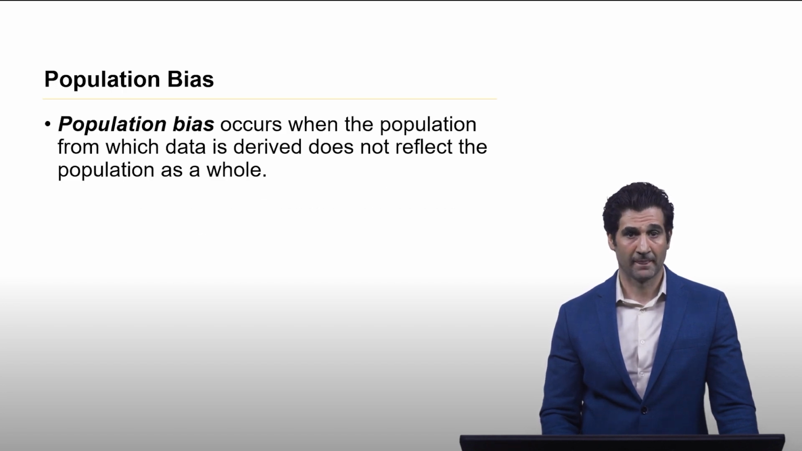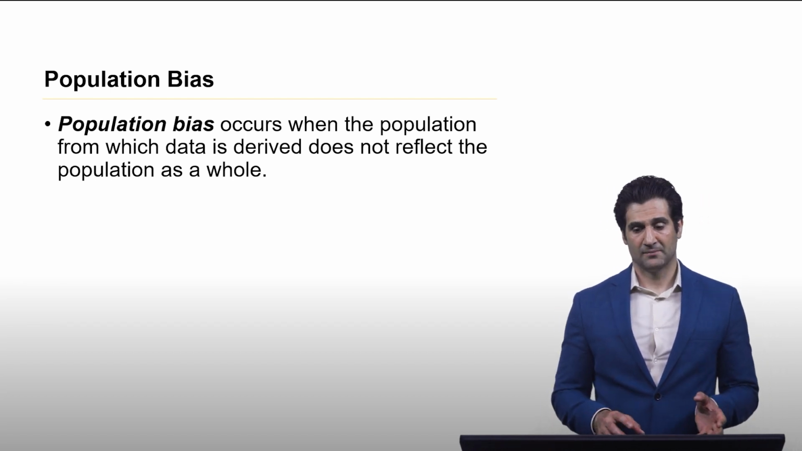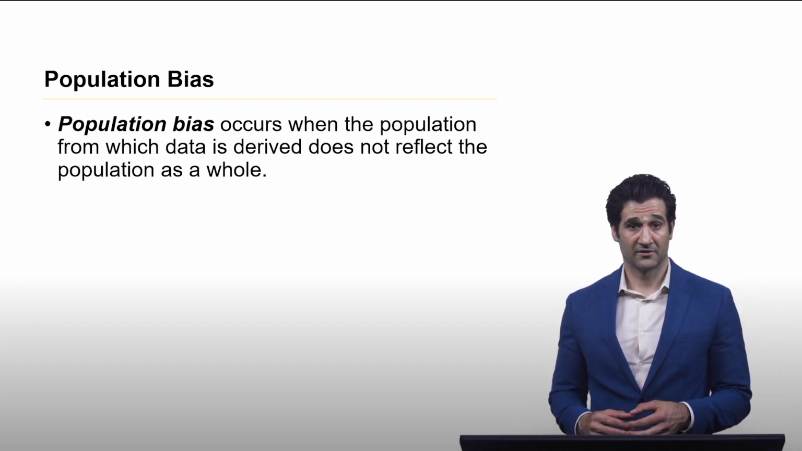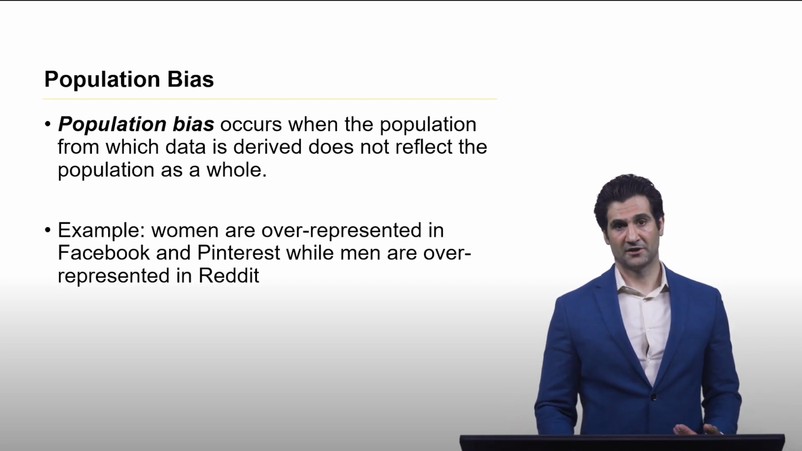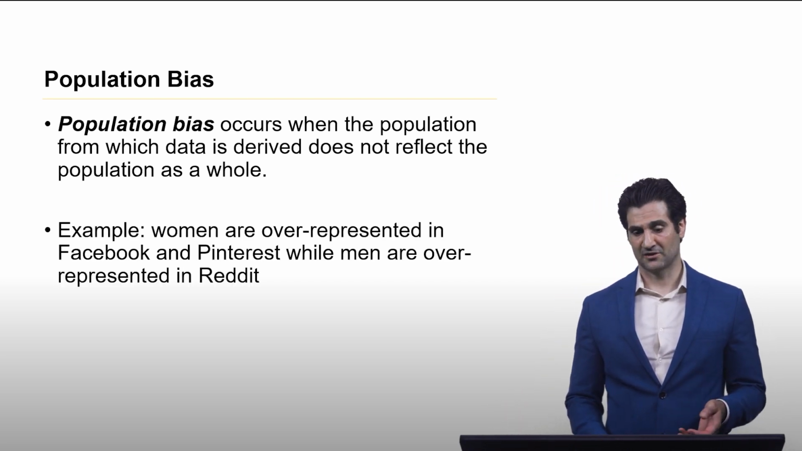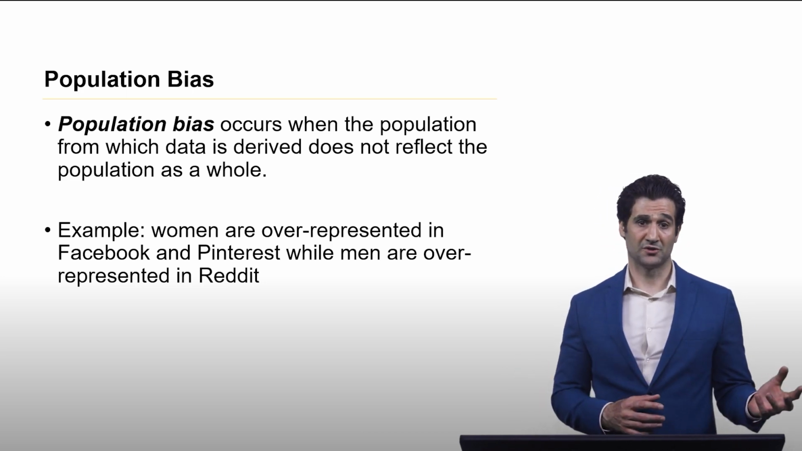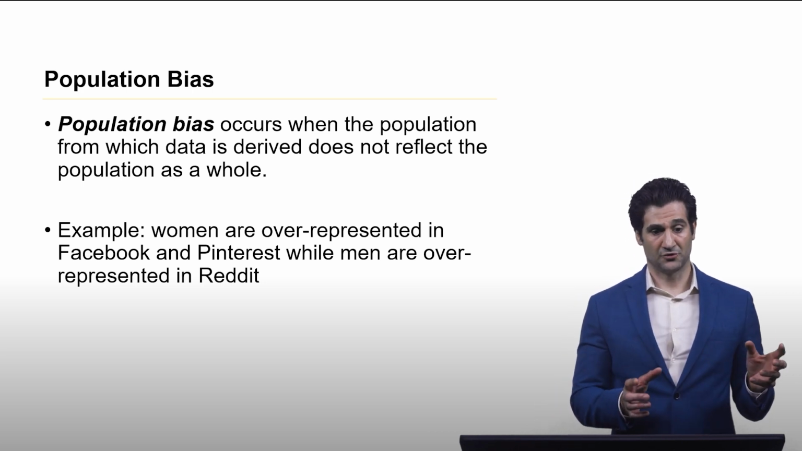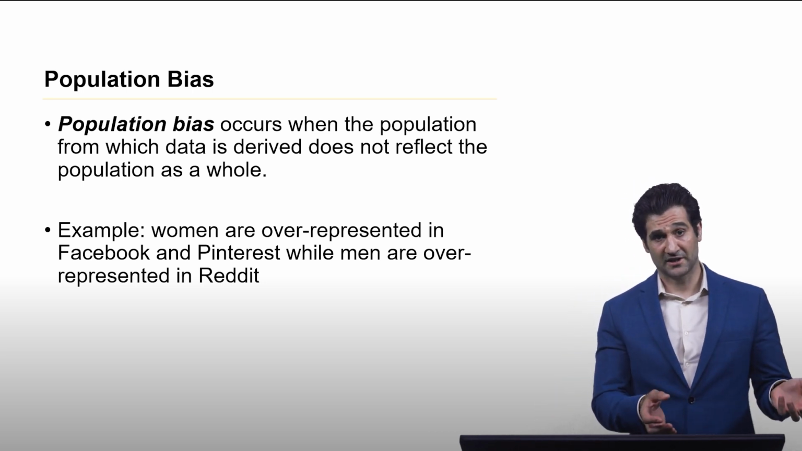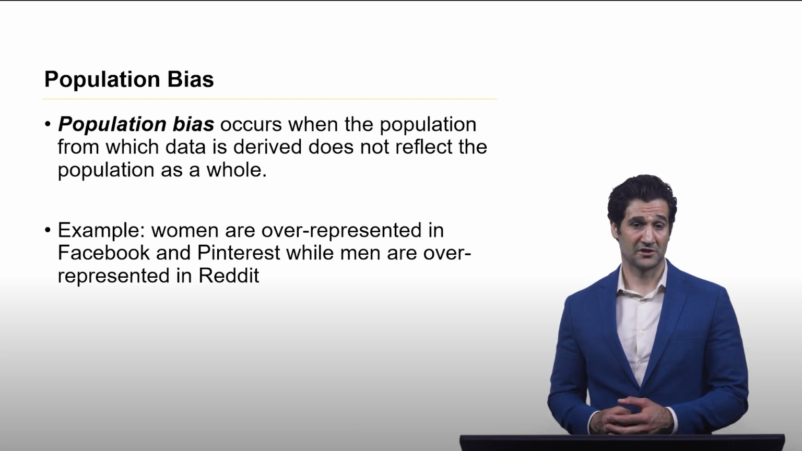Population bias. This occurs when the data being derived from a given group of people does not reflect the population as a whole. This frequently occurs in social media, and there are some well-known stats about the demographics of people who use different social media platforms. So if you collect data on Facebook, it's likely that women will be overrepresented, as opposed to Reddit, where you'll probably have overrepresentation of men.